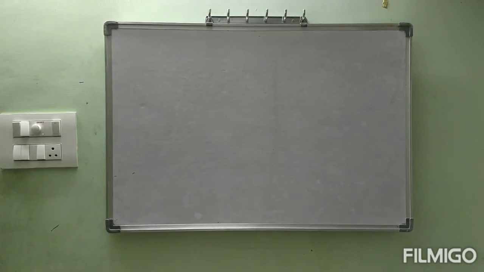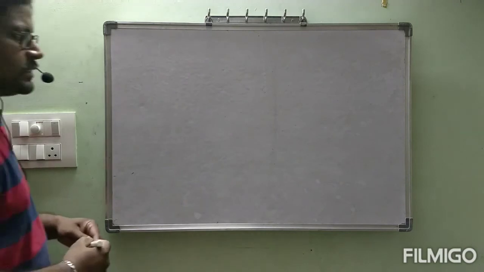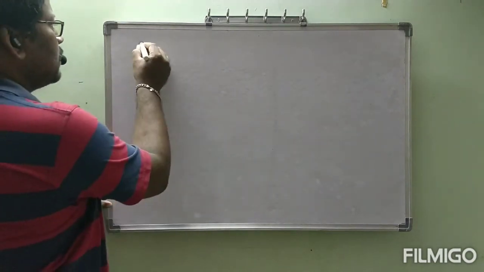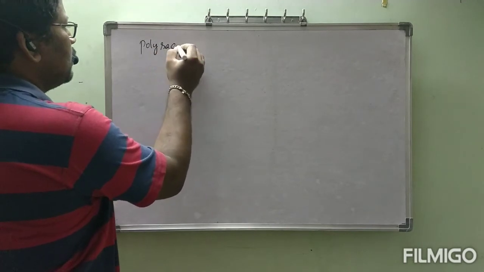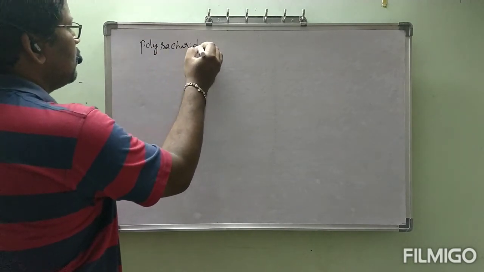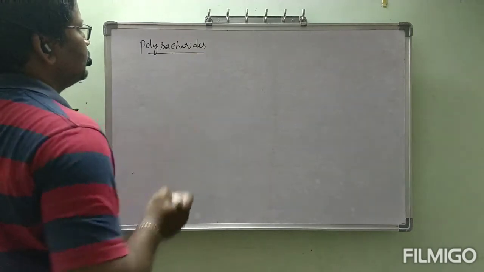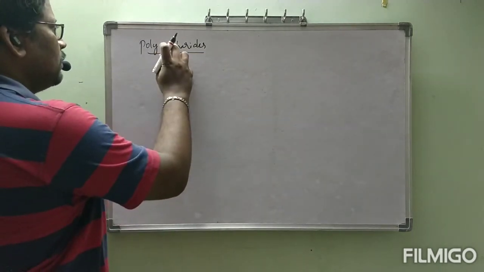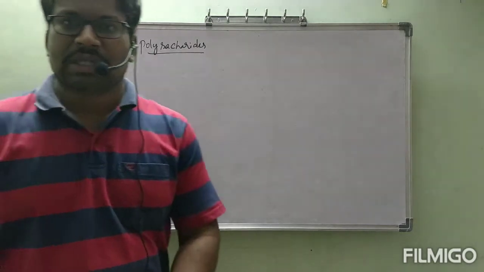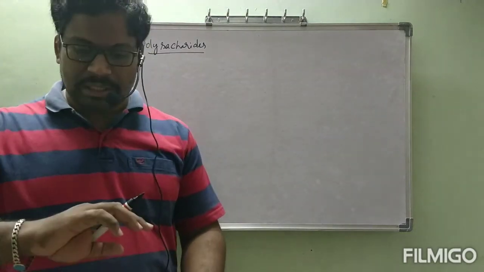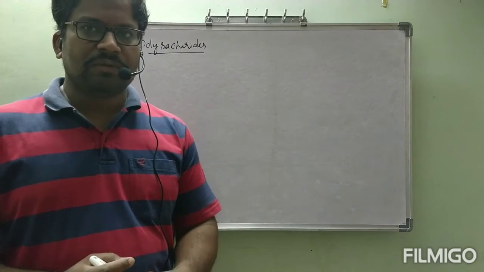Okay, and we will continue with the carbohydrates. And today we are going to complete the carbohydrates. Today we will see the polysaccharides. We are going to see two polysaccharides, starch and cellulose. Now first we will go through starch.